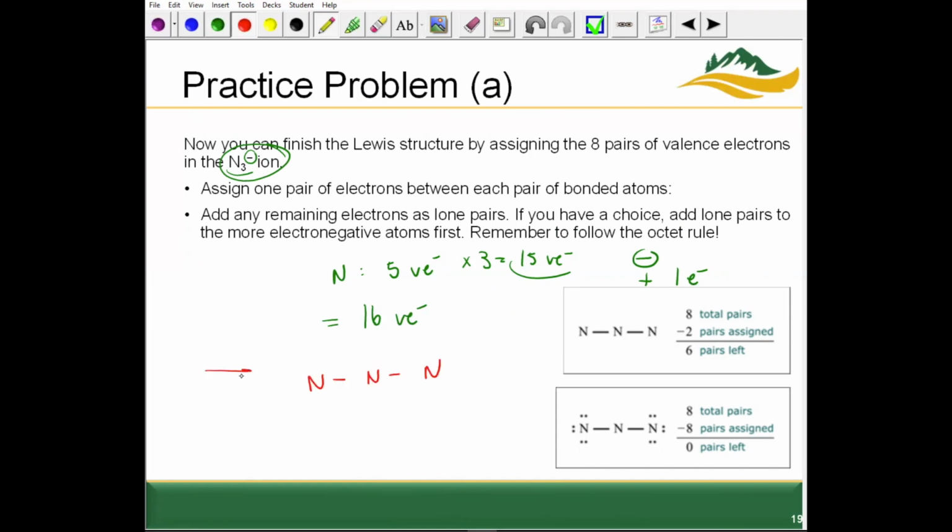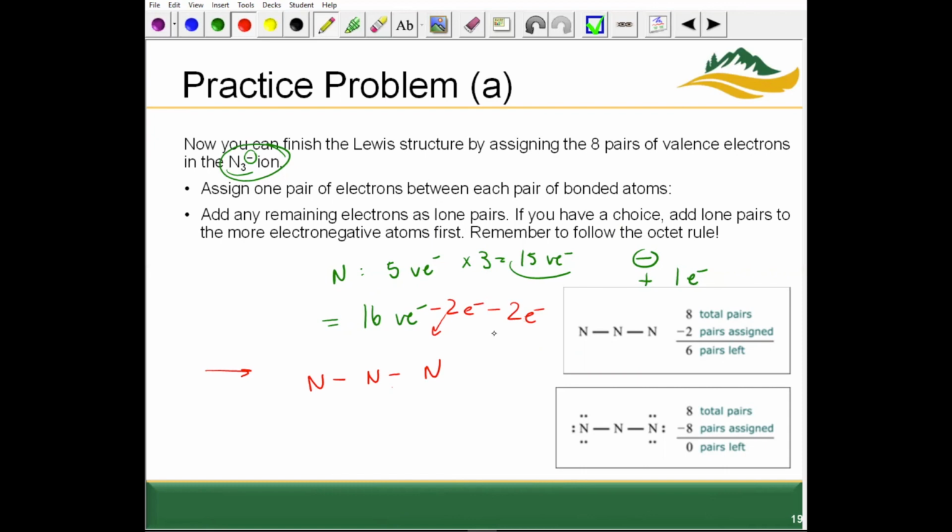This was our skeleton drawing so far. How many electrons have we used up from just drawing this skeleton? Well, it's 2 electrons in each one of these bonds. So minus 2 electrons for one bond and minus 2 electrons for another.